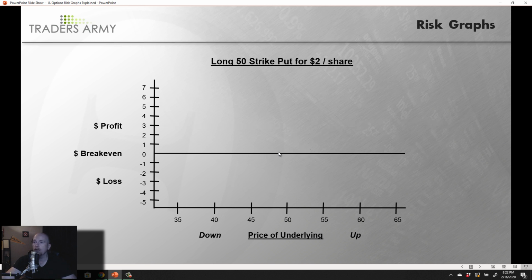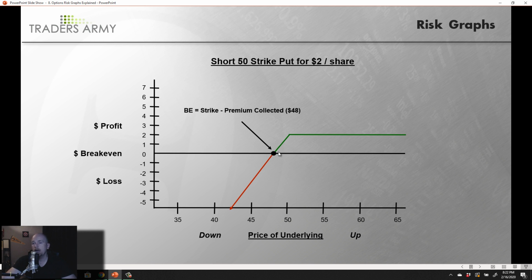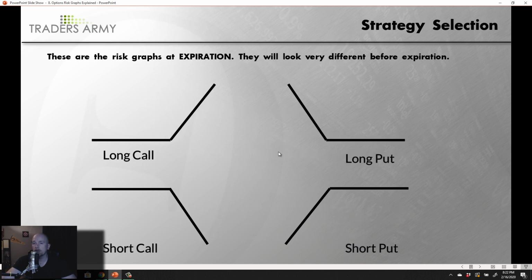How about a put? Well, if I go long the 50 strike put for $2 a share, the maximum loss is 2. My break even will be 48, and I will have an unlimited profit to the downside so long as the stock drops. Now, I say unlimited. In reality, once the stock goes to 0, that put can no longer make any more money. Now, what about a short put? The premium is $2, and our break even is 48, and we see that in this case we lose money as it goes down. And so our 4 risk graphs look like this.